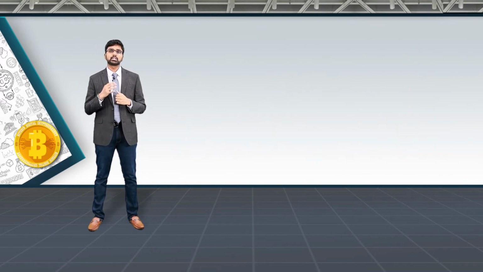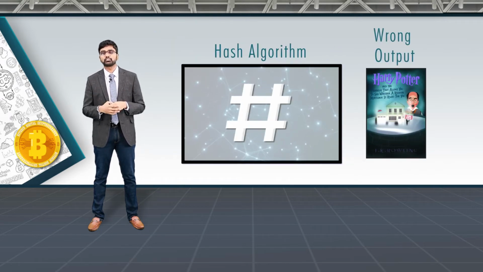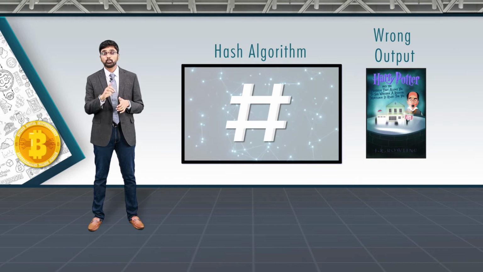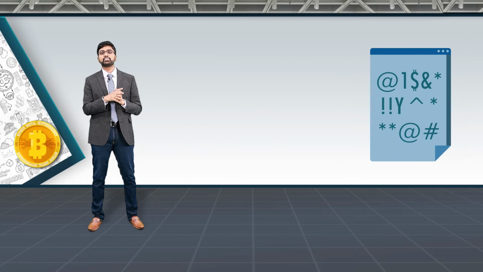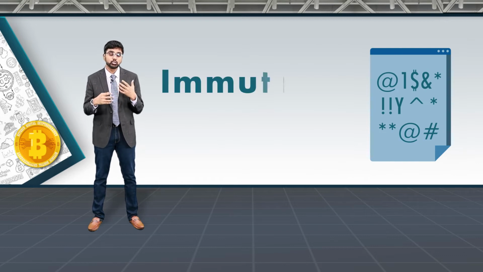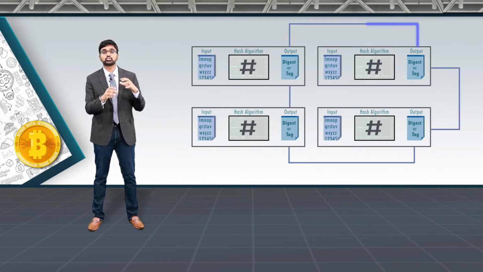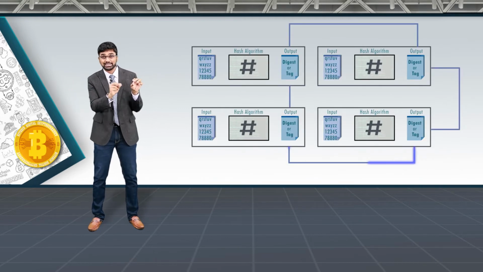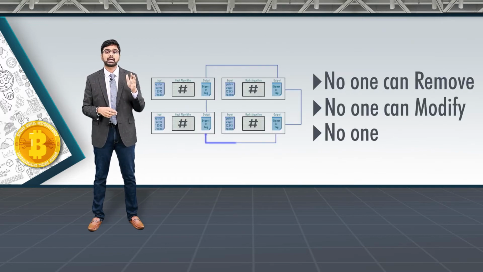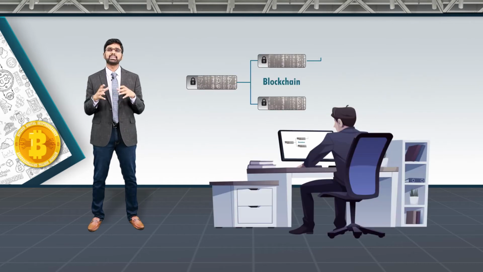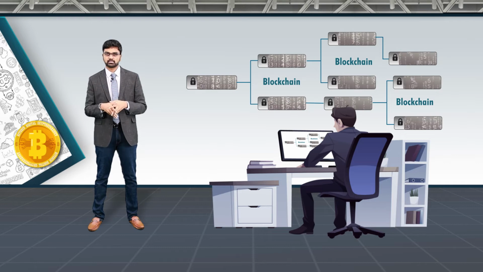For example, a cryptographic digest of the Harry Potter novel will differ from the cryptographic digest of the same novel with a single misspelled word. Because of this property, cryptographic digests are well suited for immutable record keeping. In a blockchain, these digests are linked together continuously to create a ledger of transactions that no one can remove, modify or tamper with. Therefore, anybody can reconstruct the blockchain from any point and verify its correctness.